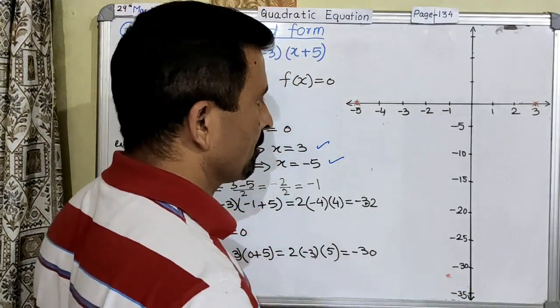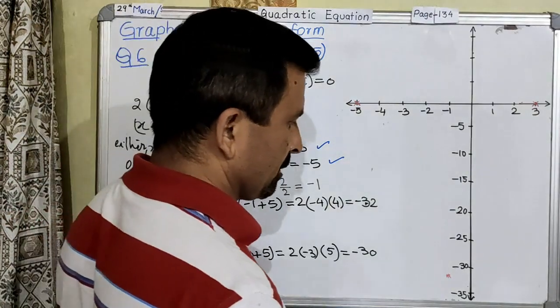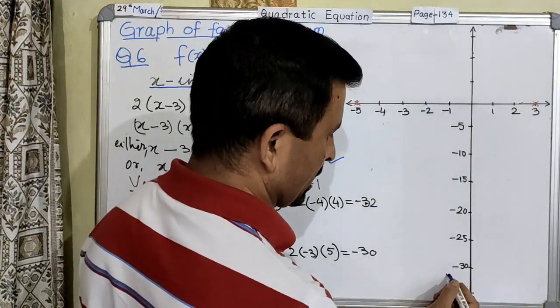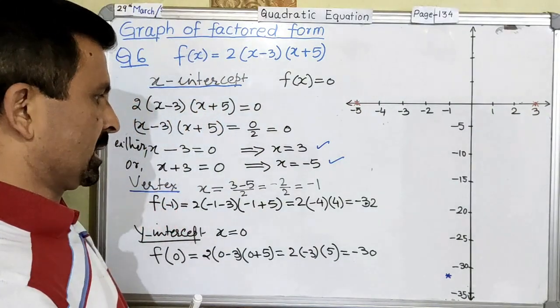Are you able to see this point? Okay. With red and blue color, I will make it more clear now. So this became your vertex.